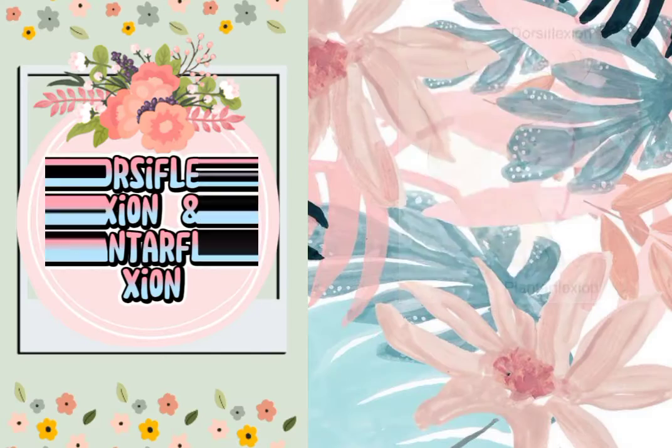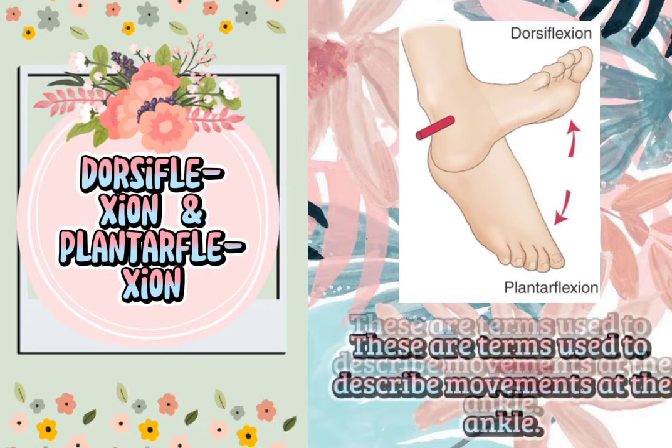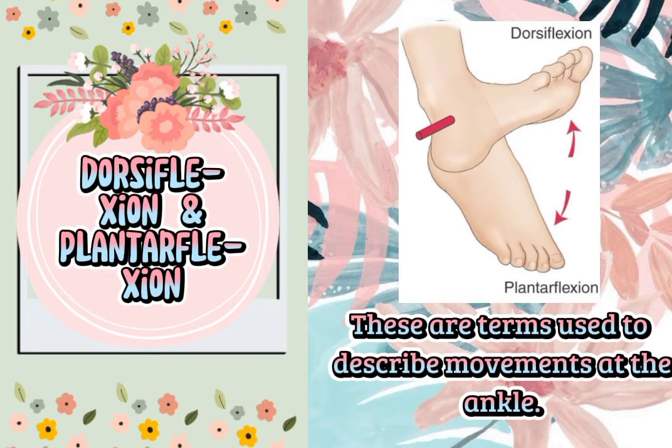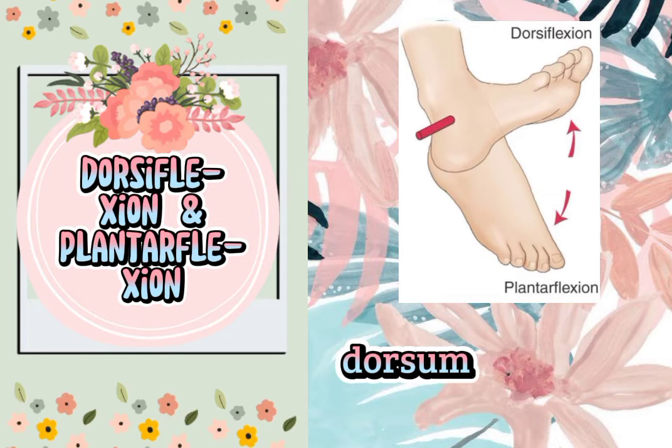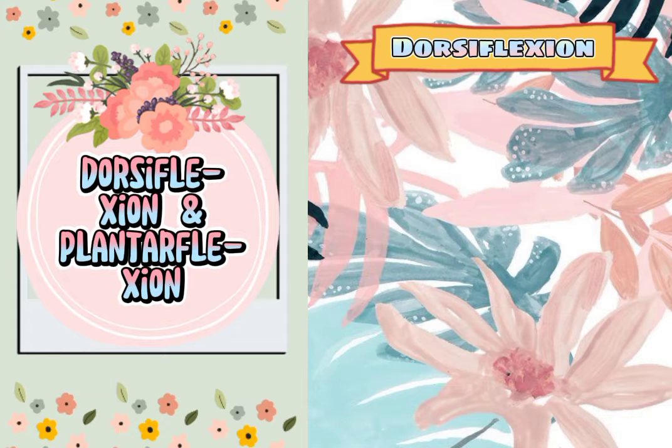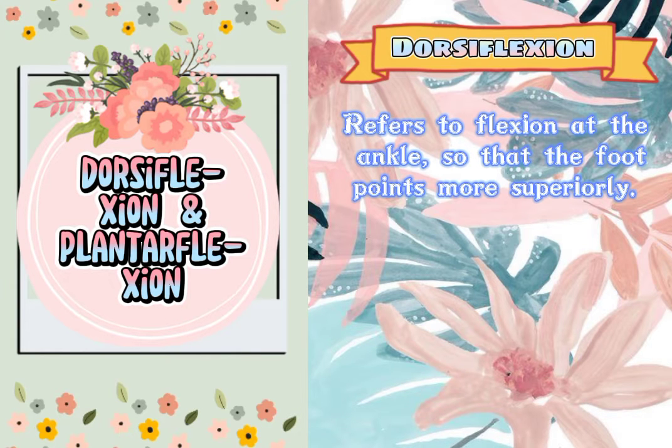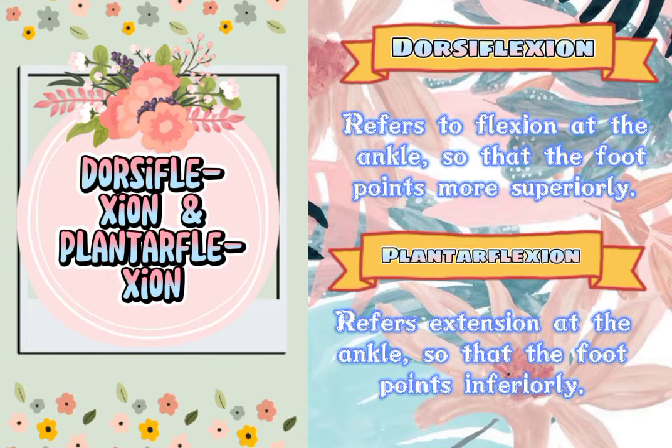Dorsiflexion and plantar flexion are terms used to describe movements at the ankle. They refer to the two surfaces of the foot, which are the dorsum, or the superior surface, and the plantar surface, which is the sole. Dorsiflexion refers to flexion at the ankle so that the foot points more superiorly, while plantar flexion refers to extension at the ankle so that the foot points inferiorly.